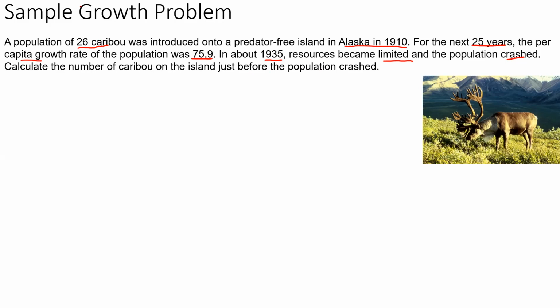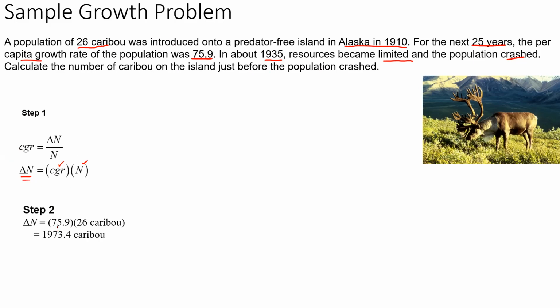Let's see what we've got to work with here. Here's my formula, but they're trying to find the change in the number. Calculate the number of caribou on the island just before the crash, and we've been given the per capita growth rate and the original number. So we're going to substitute in 75.9. Notice there are no variables here, as opposed to here, 26 caribou. So we get a change of 1,973.